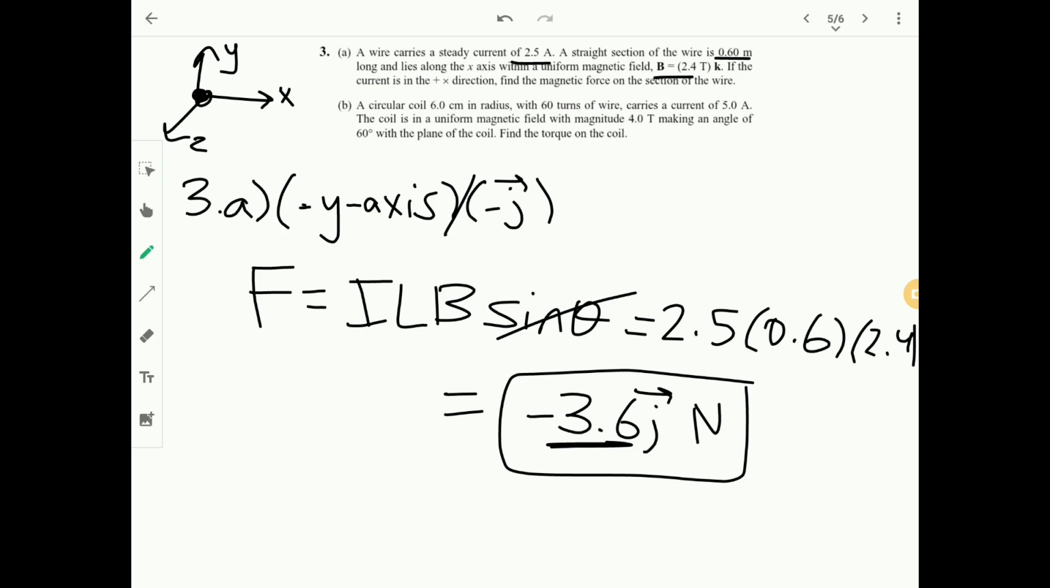We have a circular coil 6 centimeters in radius with 60 turns of wire, each carrying a current of 5 amperes. The coil is in a uniform magnetic field with magnitude 4 Tesla, making an angle of 60 degrees with the plane of the coil. Find the torque on the coil. I'll give you guys a few seconds and then we check together.